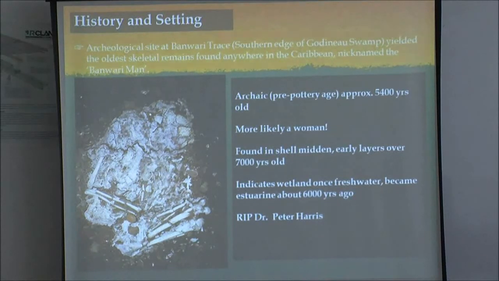It's amazing because the skeleton remains, you'd call it a man, but it's likely a woman, was carbon dated to 5,400 years ago. It belonged to a pre-pottery civilization, the archaic people. It's found in a shell midden, which is really a big heap of shell. The inner layers of the shell were dated to around 7,000 years ago and were predominantly freshwater shellfish. Later layers, the layers closer to the surface, were predominantly estuarine species, which by extrapolation came up with the idea that it's about that time that Trinidad may have separated from the South American mainland. So it's like a record of this whole breaking off.